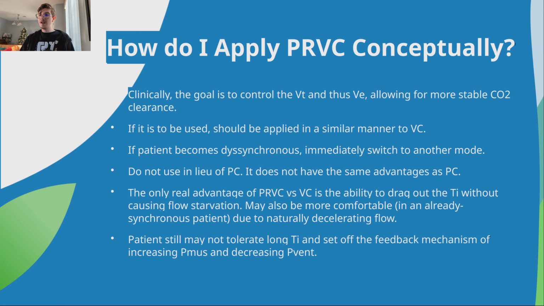Now, the patient may still not tolerate a long I-time, and they still might set off that feedback mechanism of increasing Pmus and decreasing Pvent. So you really have to keep an eye on them, which is ironic because it's kind of marketed as set and forget. Oh, well, the vent is automatically going to do the work of giving the lowest possible pressure and being lung protective, so I can just set my tidal volume to 5 mL per kg and just walk away and it'll be fine. But if your patient becomes air hungry, they're in trouble, right? You're putting them in a very bad place.